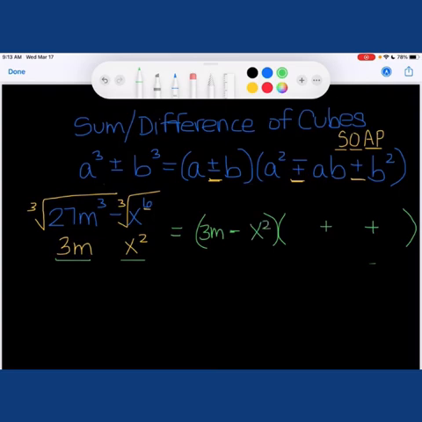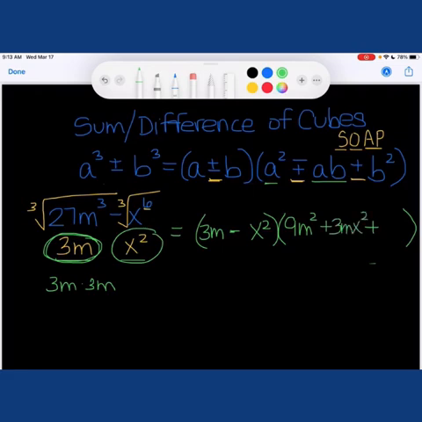This next part is a squared, so I've got to multiply this by itself. 3m times 3m is 9m squared. The next part is a times b, so I've got to multiply 3m times x squared. So that's just 3mx squared. And then the last part is b squared, so I've got to multiply x squared by itself. So x squared times x squared would give me x to the 4th. And this is what it would factor into.